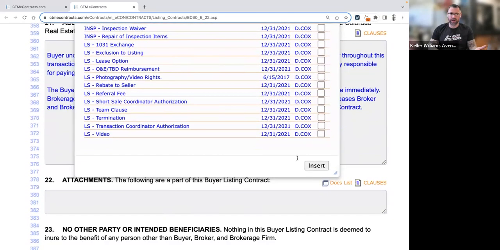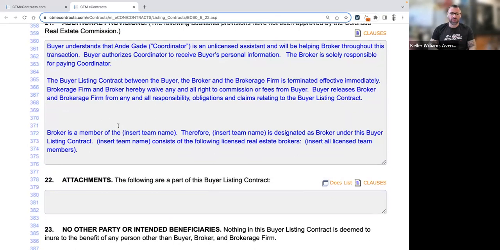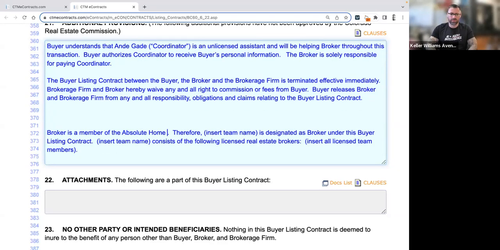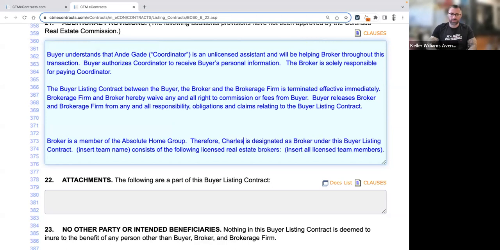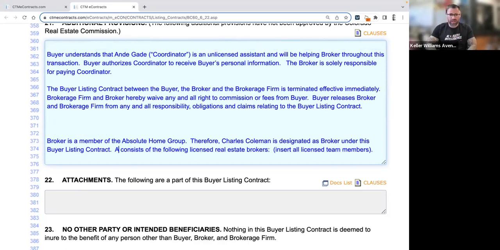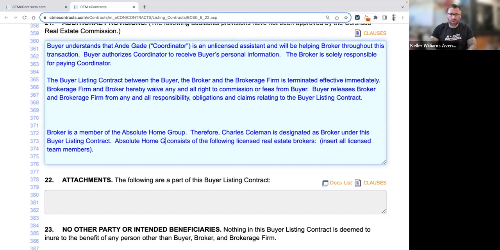We also have the team clause, right? Because now I'm seeing we've got Lyndon and Ruth on this call. So broker is a member of, I'm going to put mine on here. Broker is a member of Absolute Home Group. Therefore, me, Charles Coleman, is designated as a broker under this buyer listing contract. Then I'm going to put my wife's name. So it says Absolute Home Group consists of the following licensed agents.